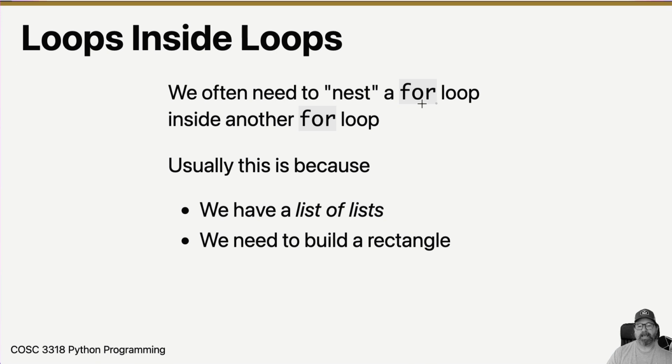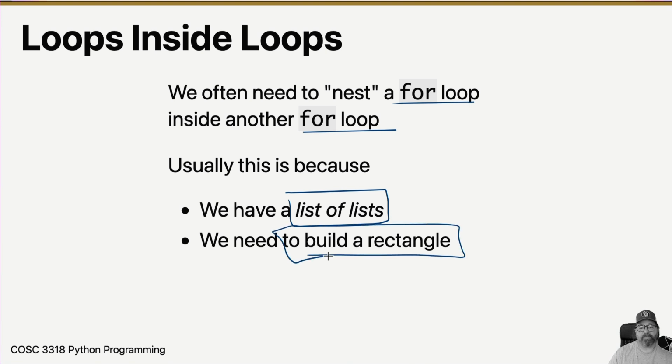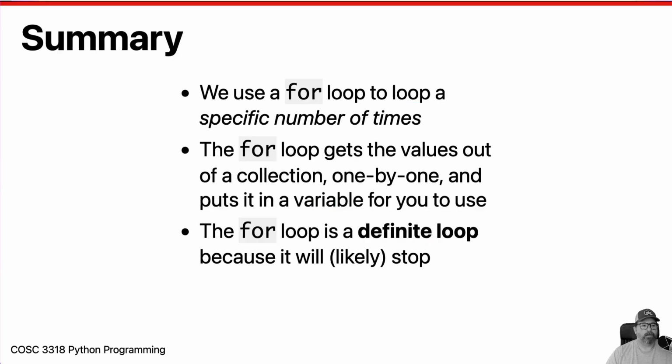So sometimes we're going to have loops inside of loops. We'll do this because we have a list of lists. Sometimes we need to build some kind of rectangle, whether or not that's really graphical, like we see it on our screen, or it's conceptual, like in our head. But we'll have to build a rectangle of some kind. And so we'll use a for loop inside of a for loop. You'll see examples of this in the problem walkthroughs.